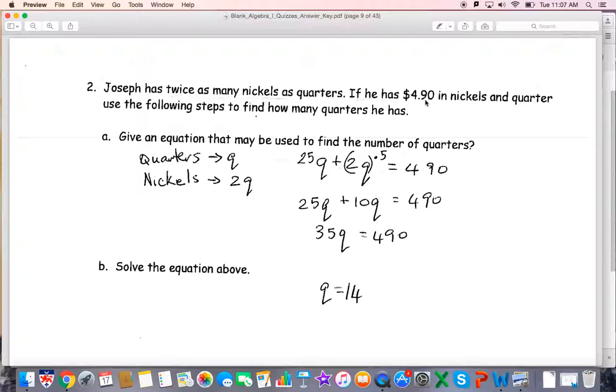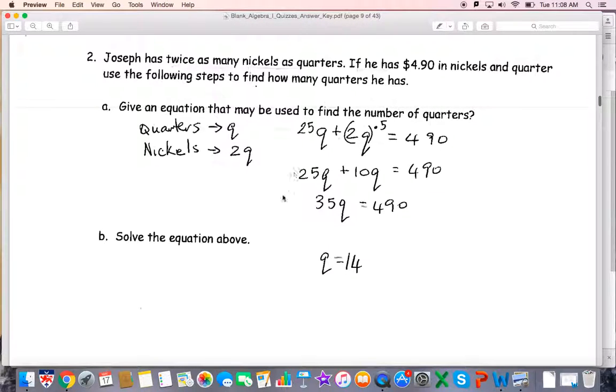If he has $4.90 in nickels, or 490 cents in nickels and quarters, we're going to use these steps in order. There are actually fewer steps in order to figure out how many quarters and nickels there are. So I chose to define quarters as Q, and so there are twice as many nickels, so there are actually 2Q nickels. And now I'm looking at the worth.